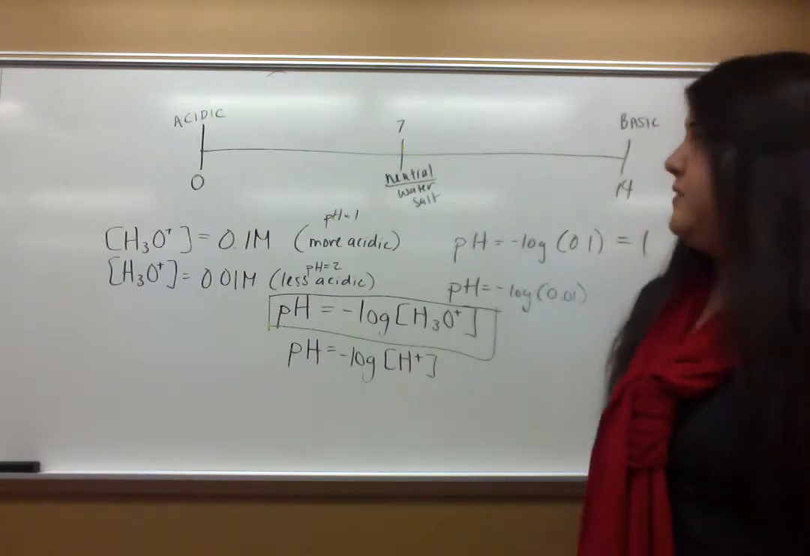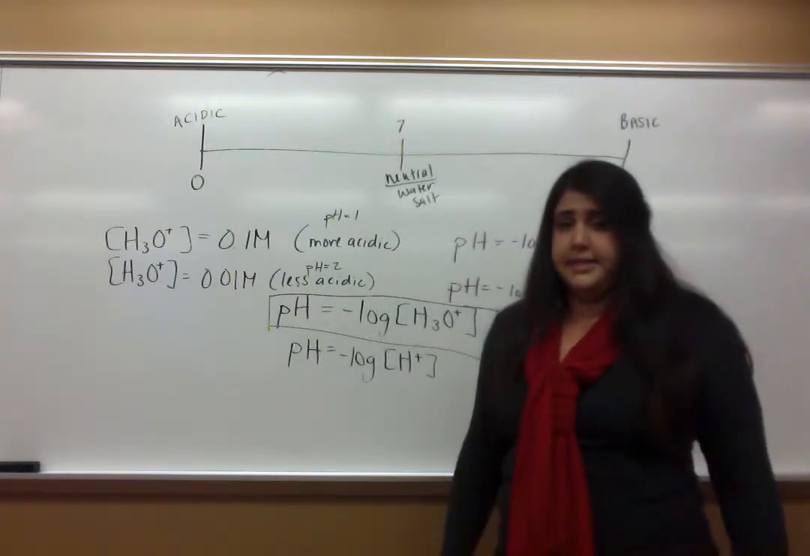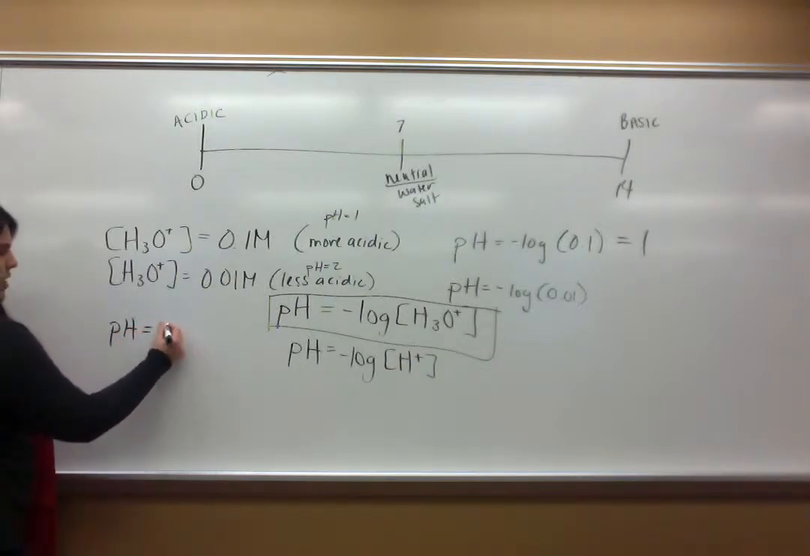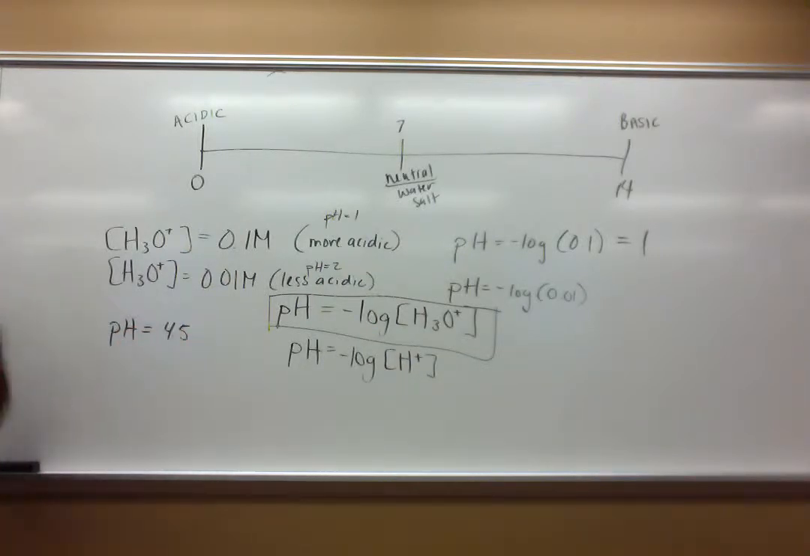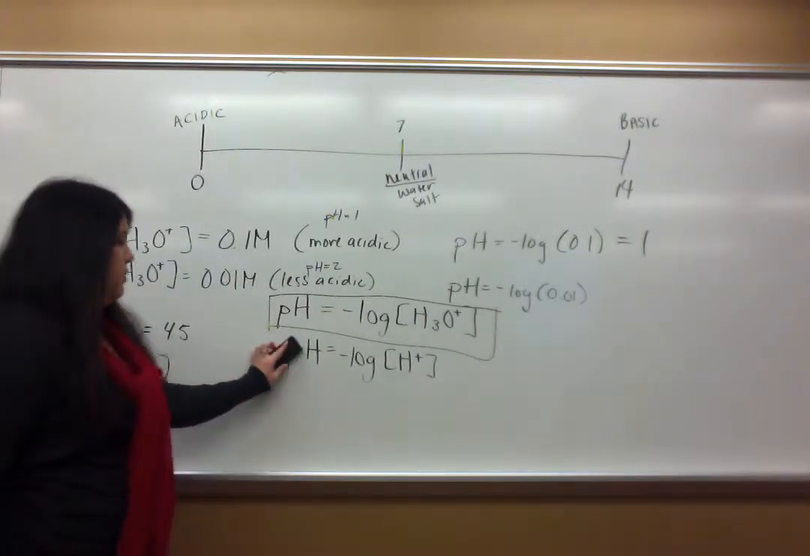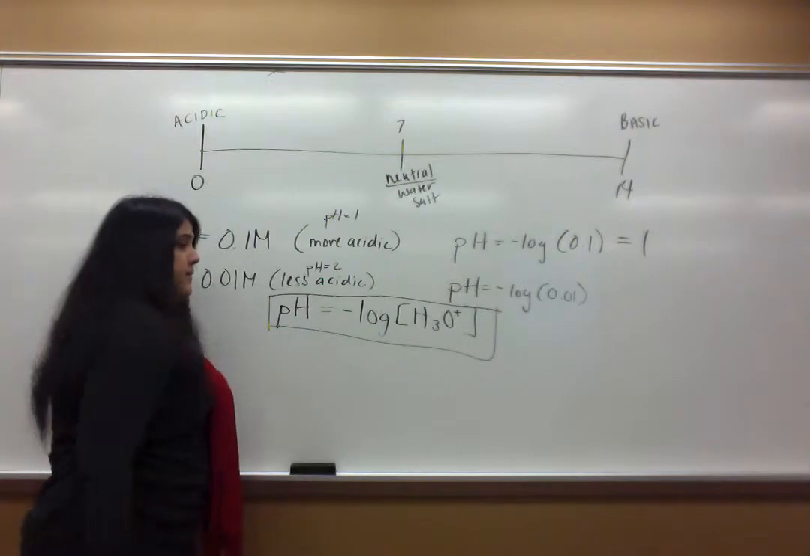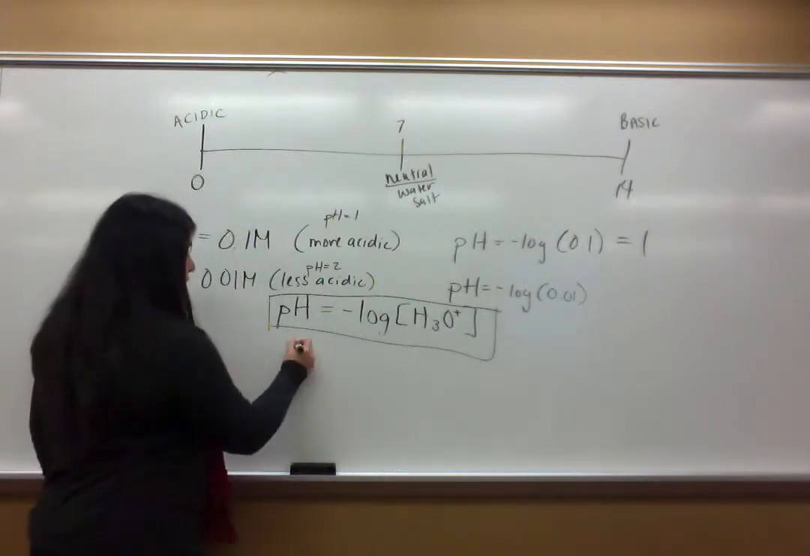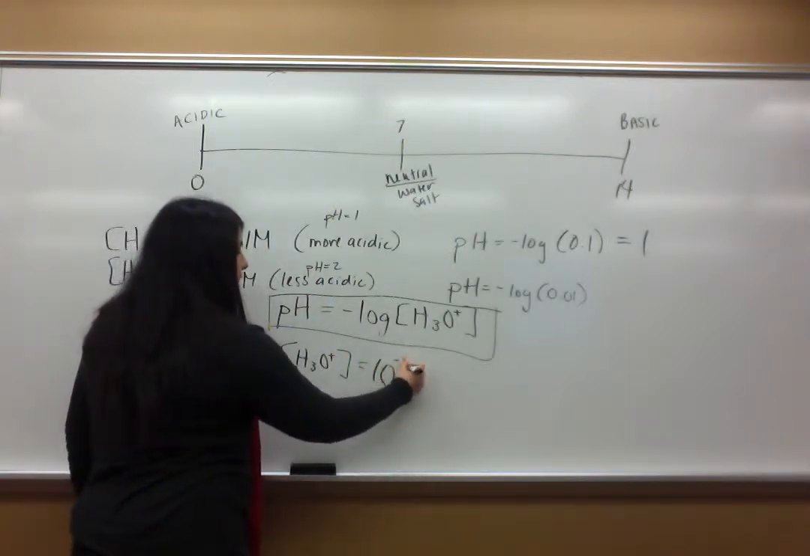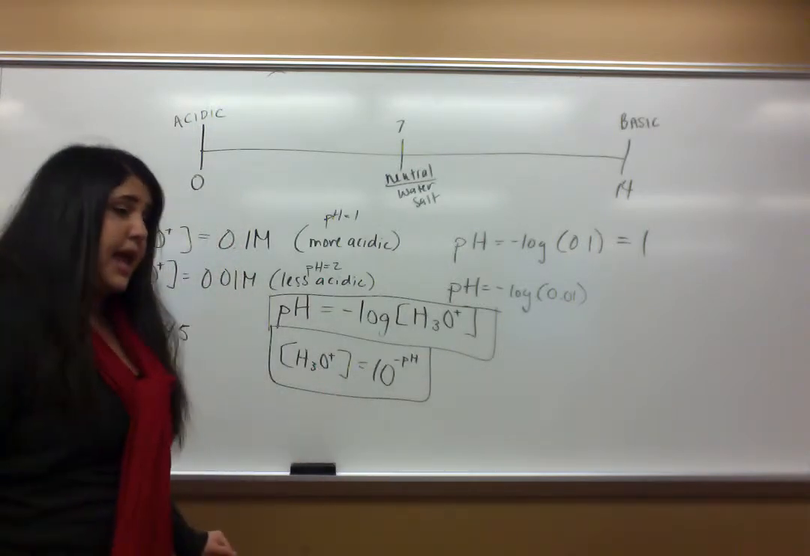So now, when I have some kind of equation, in this case I was given solutions where I know the concentration of H3O+, but what if I'm given the pH of a solution, some number, I'll call it maybe 4.5, and I want to know, well, what is my concentration of H3O+? So what we use is one more equation, which is actually the inverse of this equation here. pH is equal to negative log of concentration of H3O+, while concentration of H3O+ is equal to 10 to the negative pH.